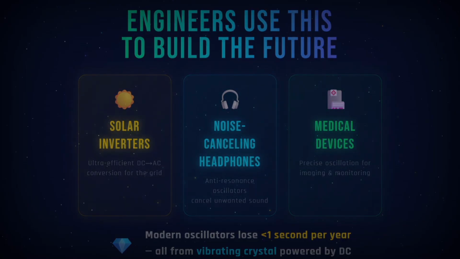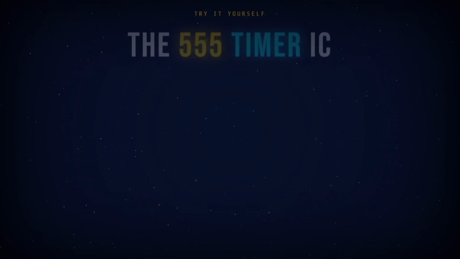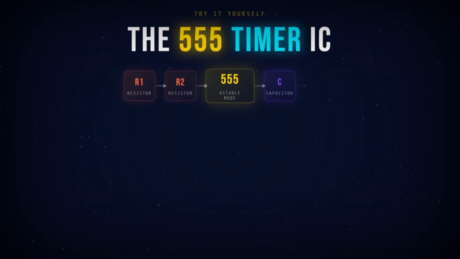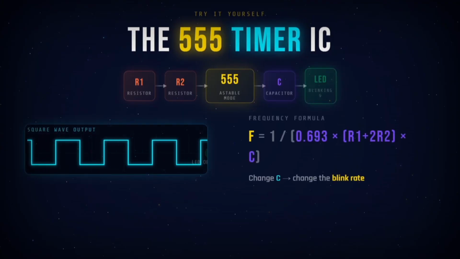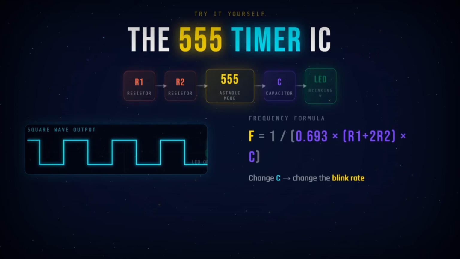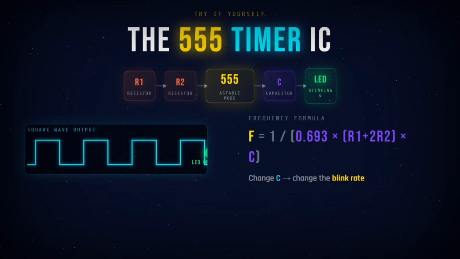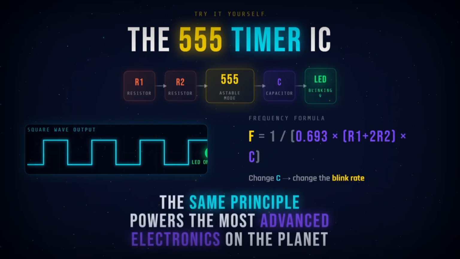If you want to see oscillation in action, here's a simple experiment you can try with a 555 timer IC, one of the most popular chips ever made. Wire the IC in astable mode with 2 resistors and a capacitor. Connect the output to an LED, power it up, and watch the LED blink. That blinking is a square wave oscillator, toggling on and off at a rate determined by your resistor and capacitor values. Change the capacitor, change the blink rate. It's that simple, and it's the same fundamental principle powering the most advanced electronics on the planet.